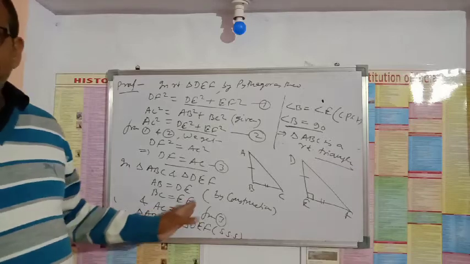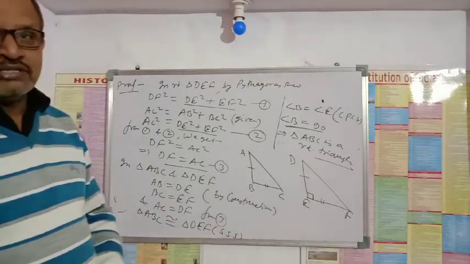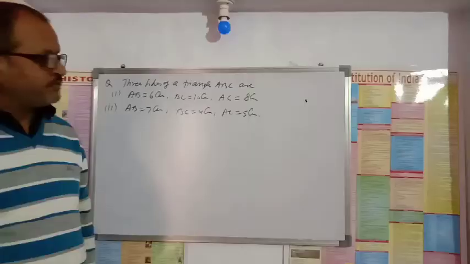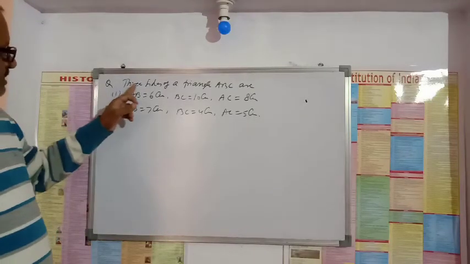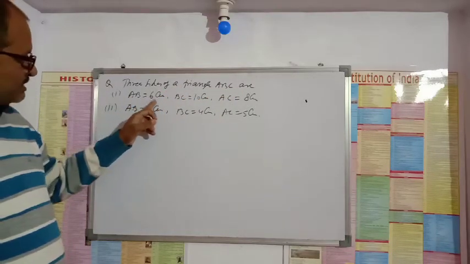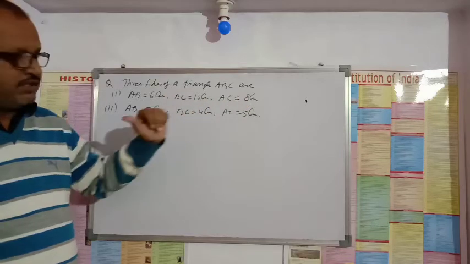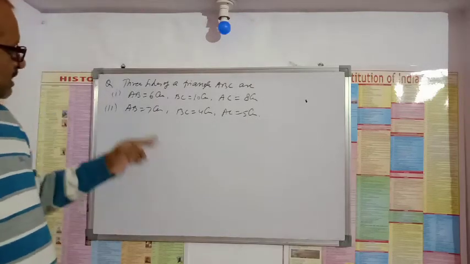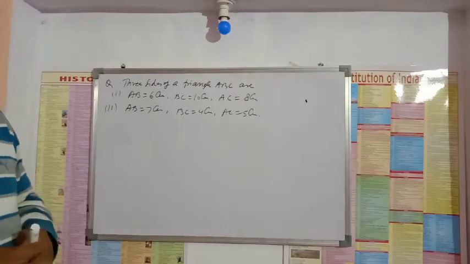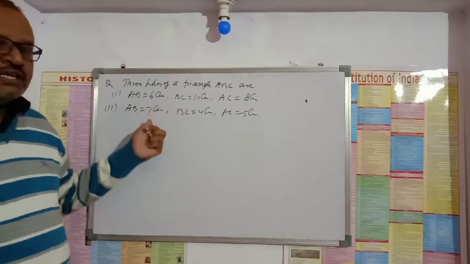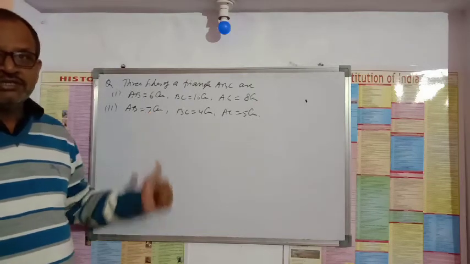Now we will see some applications of Pythagoras theorem and converse of Pythagoras theorem. See one question. Three sides of a triangle ABC are given. In the first part, AB is 6, BC is 10 centimeters, AC is 8 centimeters. In the second part, AB is 7, BC is 4 centimeters, AC is 5 centimeters. In both the cases, we have to check whether the triangle is a right angle triangle or not. So how can we check? Using converse of Pythagoras theorem.